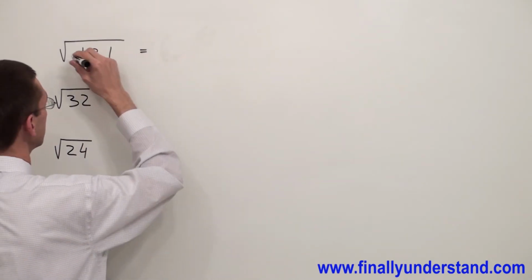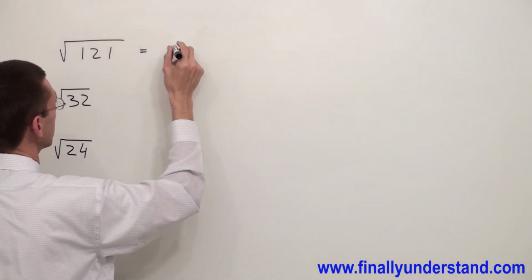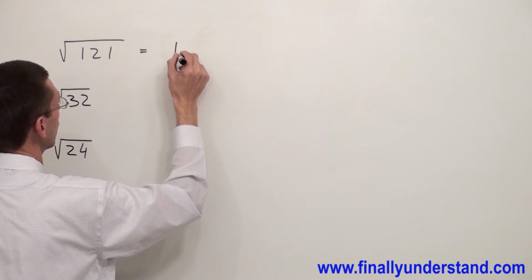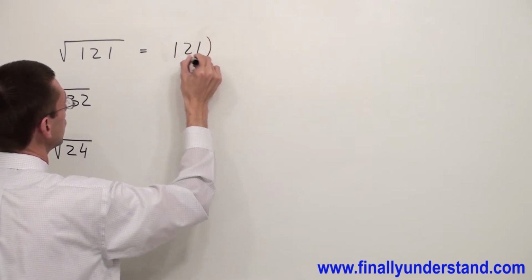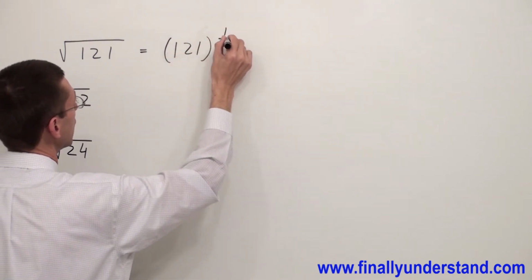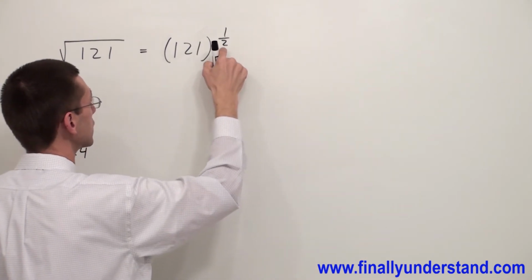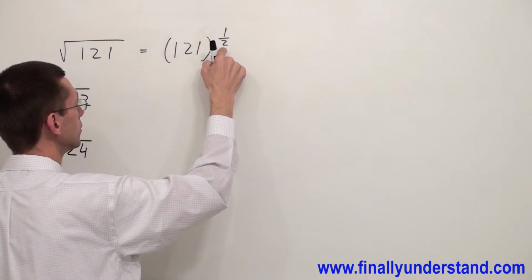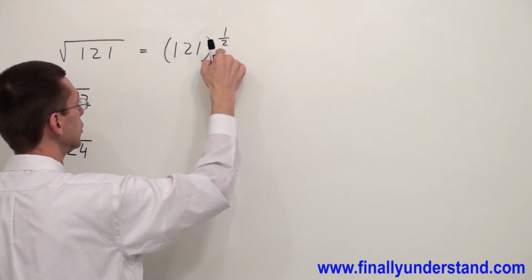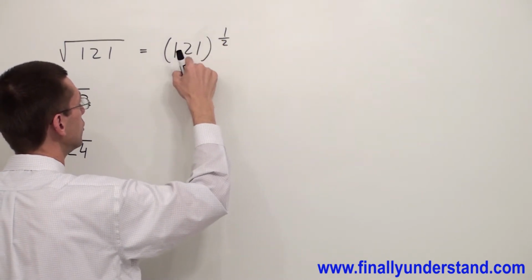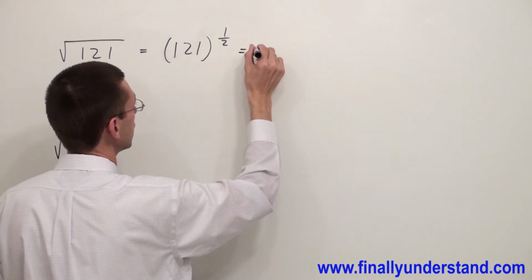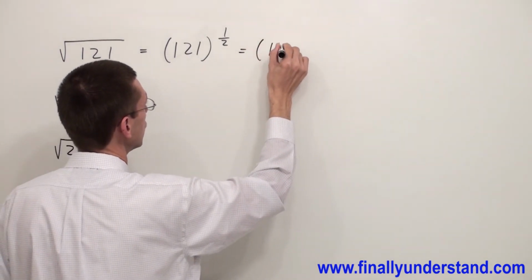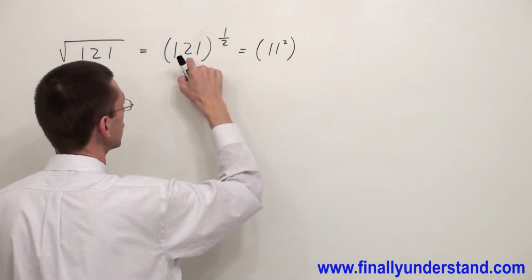Square root of 121. Okay, first I'm going to rewrite the radical in exponential form. So I have 121 to the power 1/2. I'm supposed to ask myself, what number raised to the power 2, always the denominator, is going to give me 121? Okay, 11 raised to the second power gives me 121.